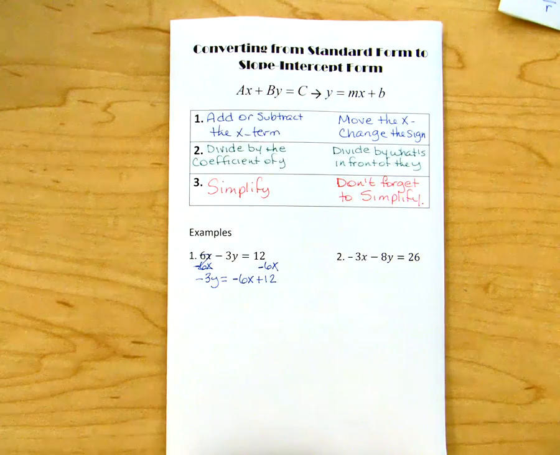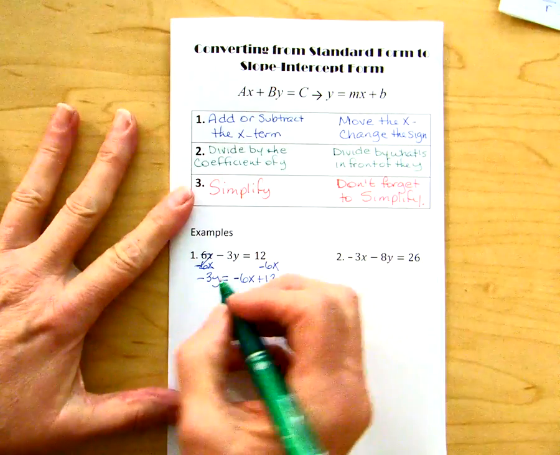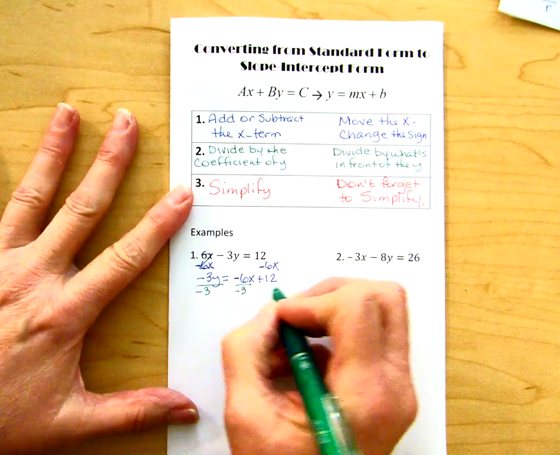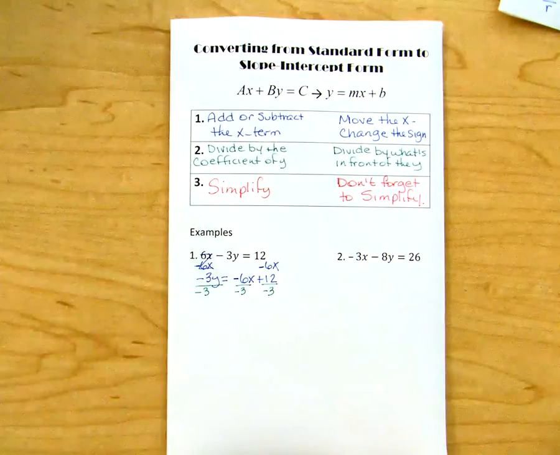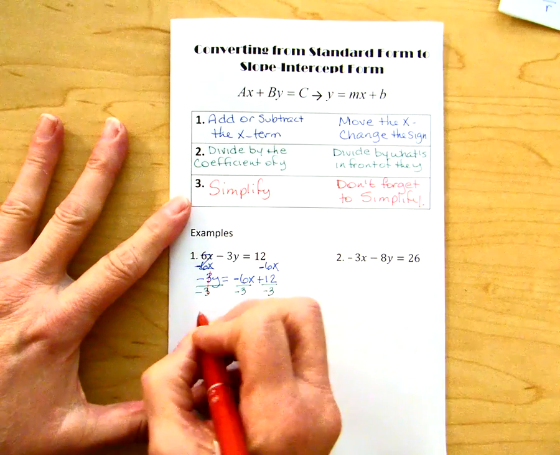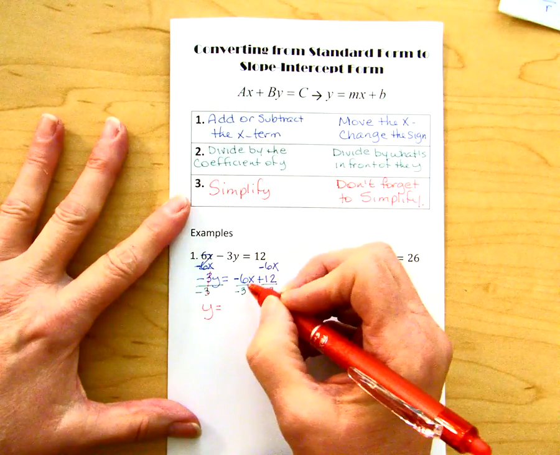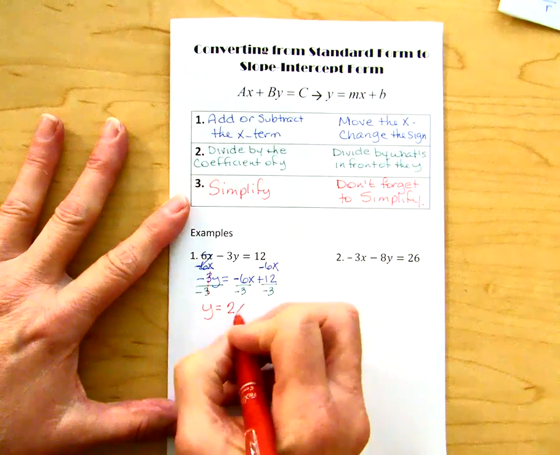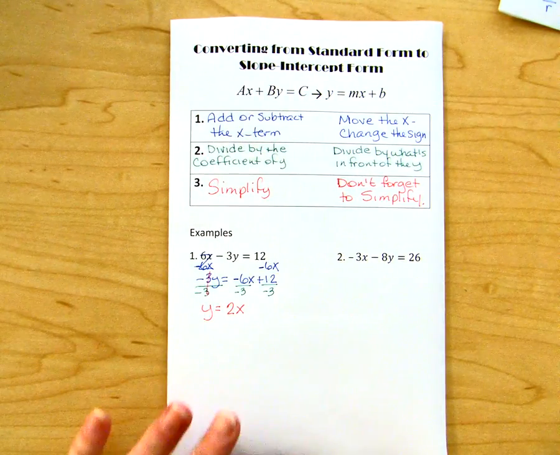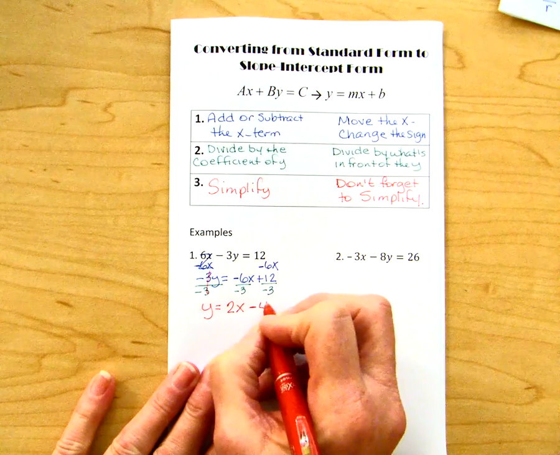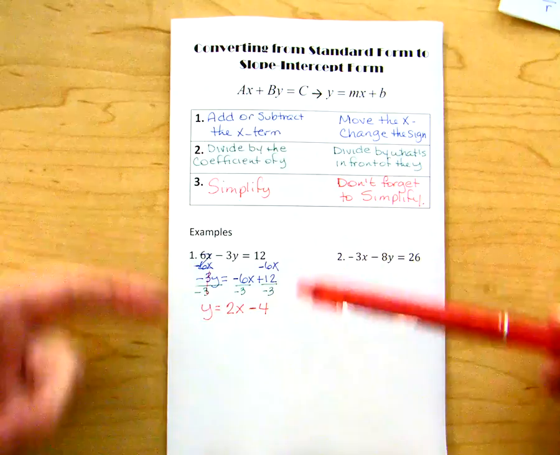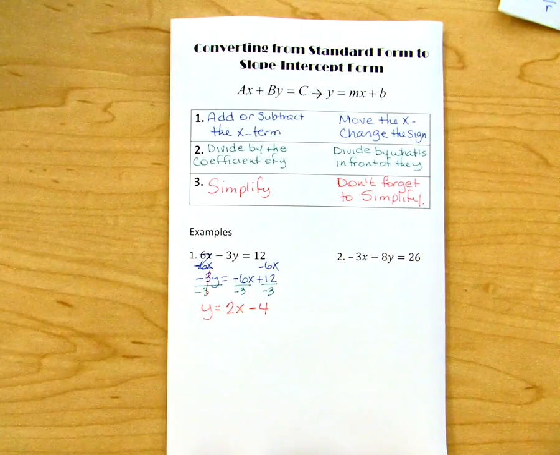Step 2 says divide by the coefficient of y. The coefficient of y is negative 3, so we're going to take every term and divide it by negative 3. Now we simplify. These cancel out, leaving a y. Negative 6 divided by negative 3 is a positive 2, so there we have a positive 2x. And then 12 divided by negative 3 gives us a negative 4. So now we have gone from ax plus by equals c into y equals mx plus b form.